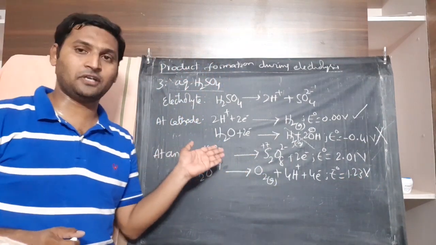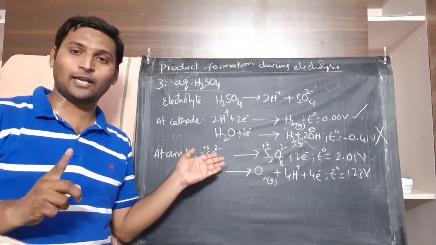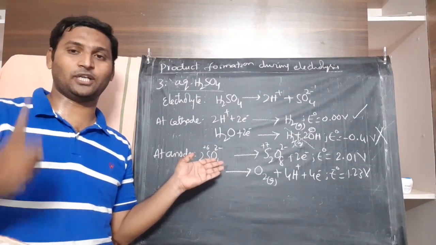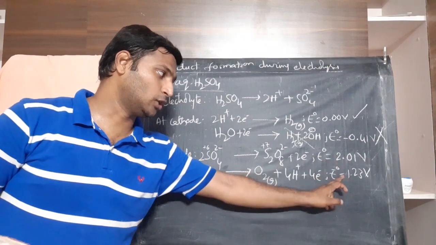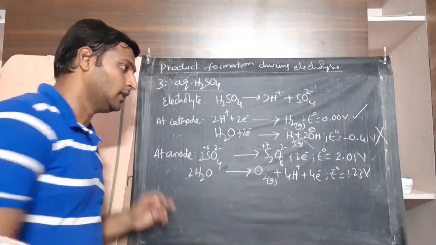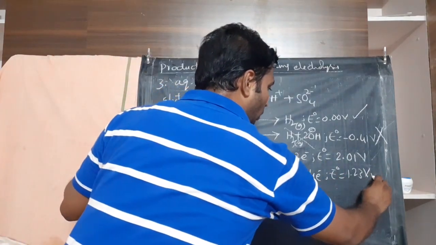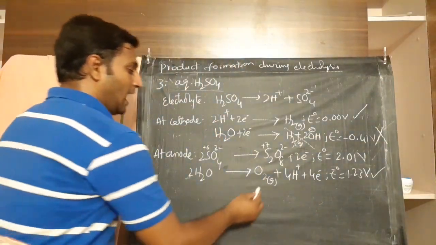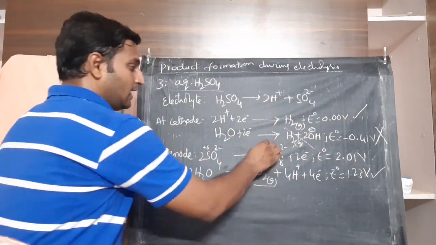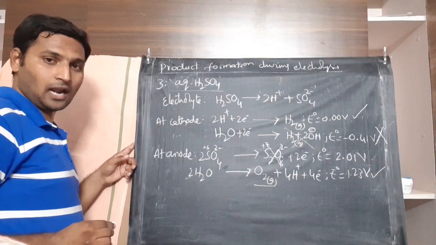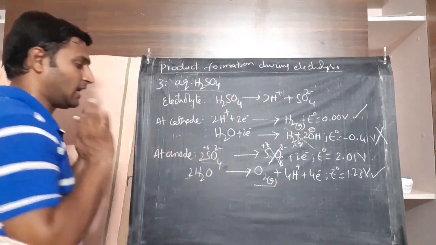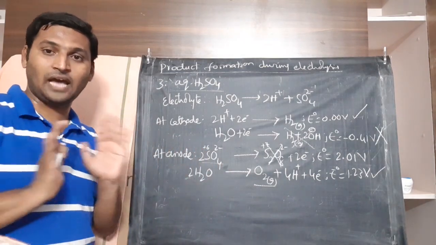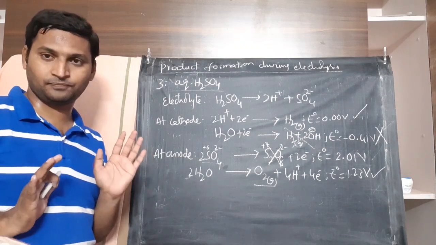Now apply preferential discharge theory here. At anode, the species with lowest potential undergoes oxidation. Out of the 2 values, lower potential is water. So water undergoes oxidation. Oxygen gas is liberated. Peroxysulfate ions are not produced, and sulfate ions are remaining sulfate ions only. They are unused, not consumed.